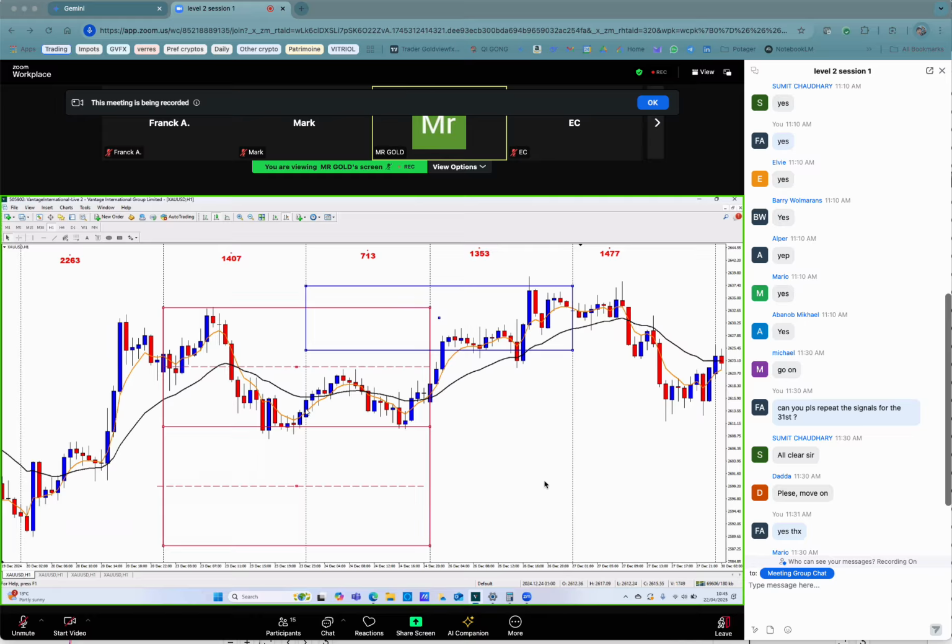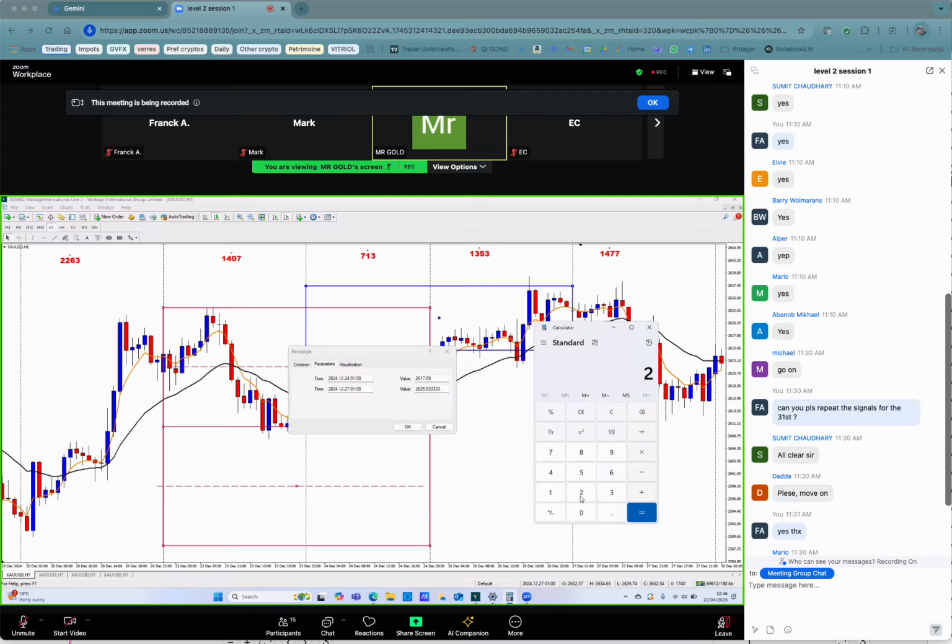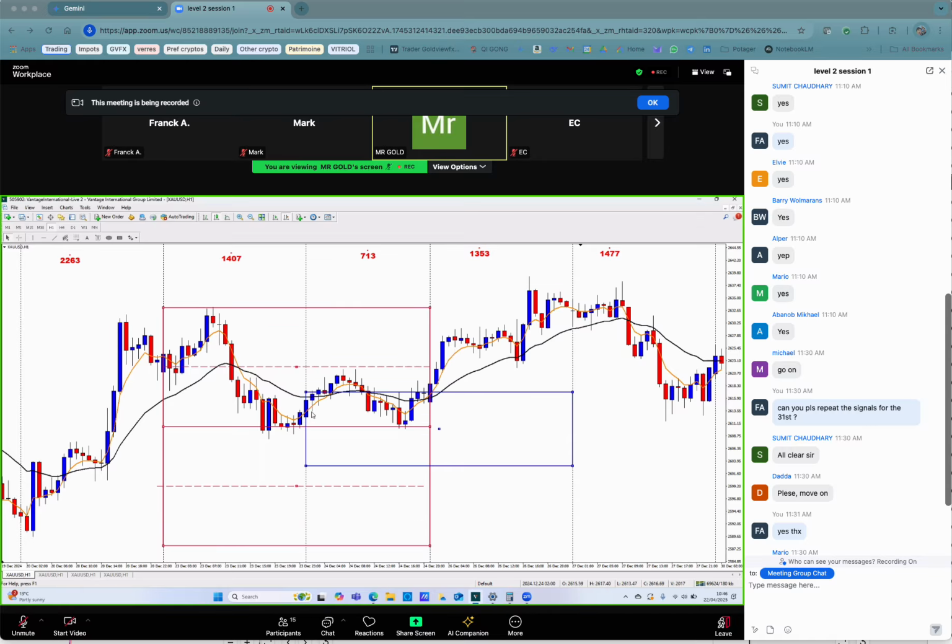So now let's do the current day. Straight away, we will do that with the first candle of the day. Let me get the first candle high because it's a bearish box: 2617.09. I'll get that on the calculator. 2617.09 minus the G value 1407 gives me 2603.02. Press OK. And I've got my first box there.